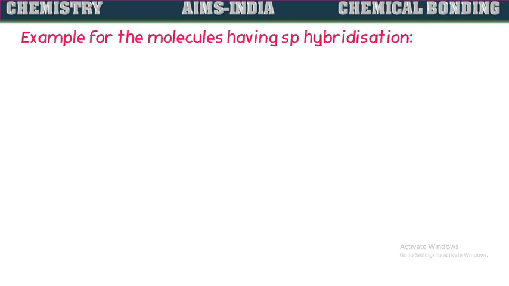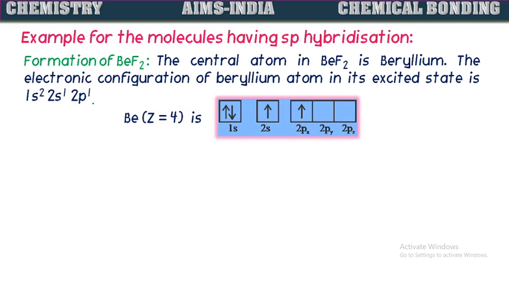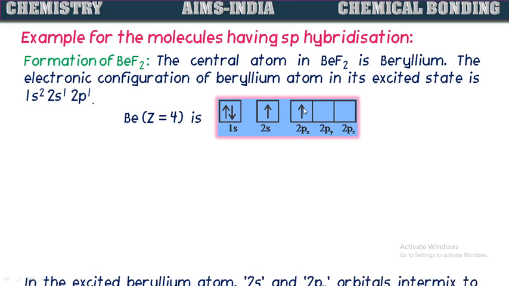Now let us see an example of a molecule having sp hybridization, the formation of beryllium fluoride. In this beryllium fluoride molecule, the central atom is beryllium. The electron configuration of the beryllium atom in its excited state is 1s2, 2s1, 2p1. This can be diagrammatically shown like this. Actually, the beryllium configuration is 1s2, 2s2 in its ground state. But in the excited state, that means before bond formation, one electron is excited from 2s to 2px. So, it will have two unpaired electrons in two orbitals.